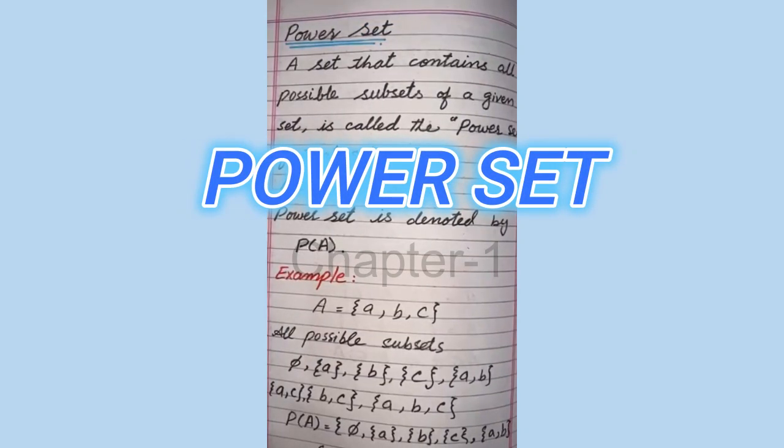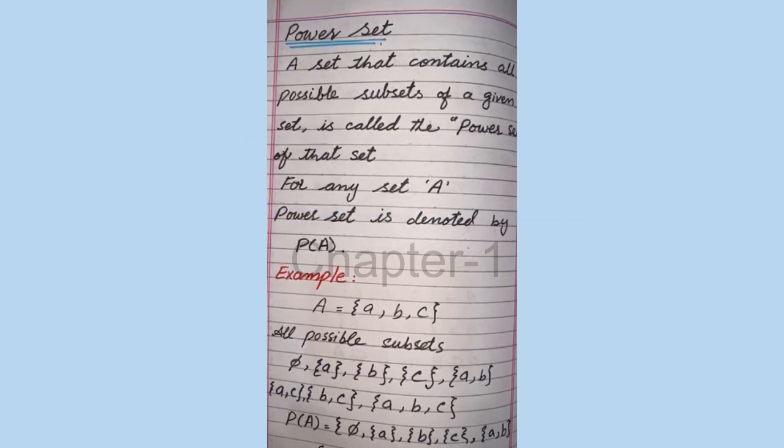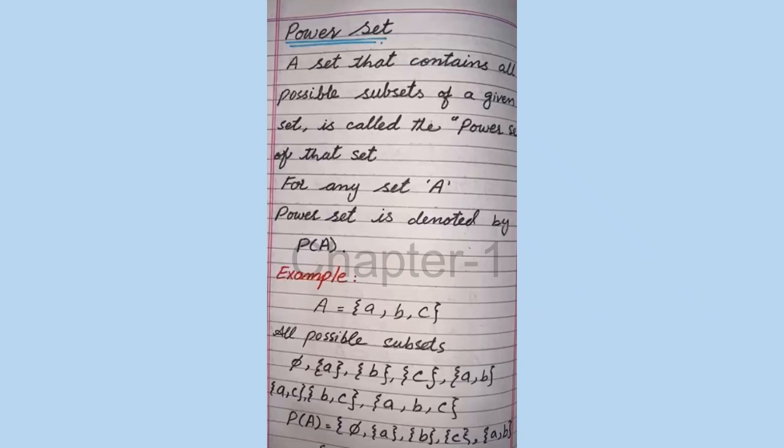Next we have power set. A set that contains all possible subsets of a given set is called the power set of that set. Means that you are given a set and you find out all its possible subsets, then the power set contains all those subsets which you have found out of the given set.